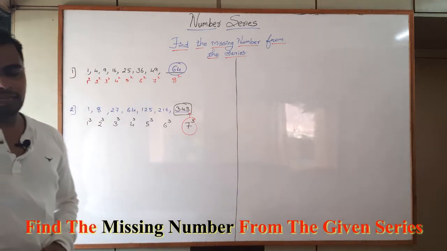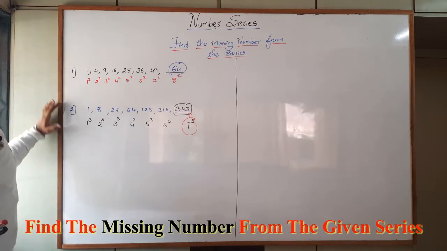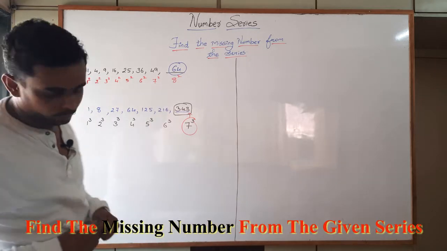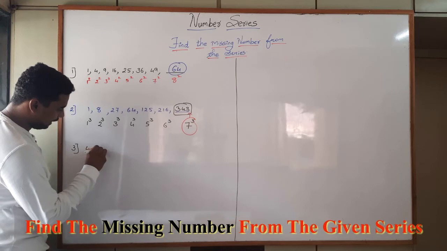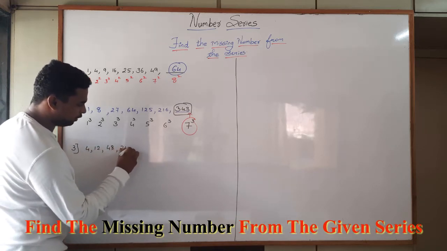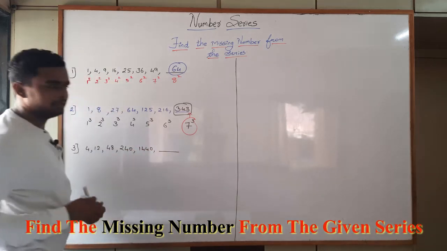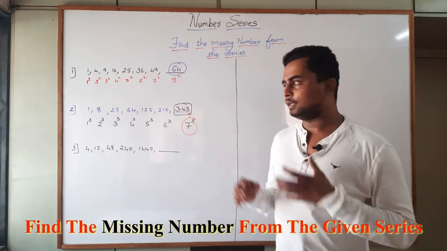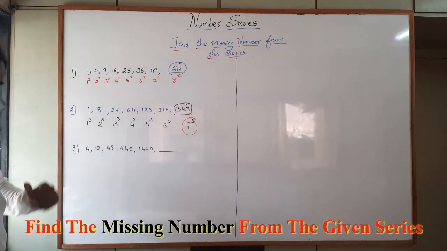Now the third type of question. This was one type of series, that is squares. This was another type of series, that was cubes. Now moving on to the third type of question, where I have the series 4, 12, 48, 240, 1440, and I have to find the next number. Now here we come into the random series part. This is a random series. Here I have to find how exactly I get the next number.